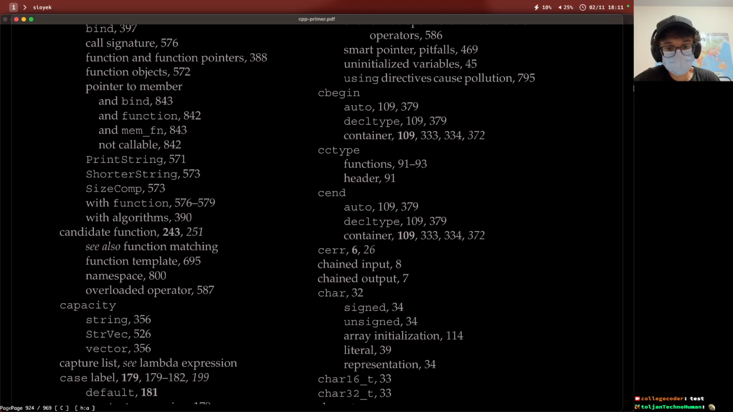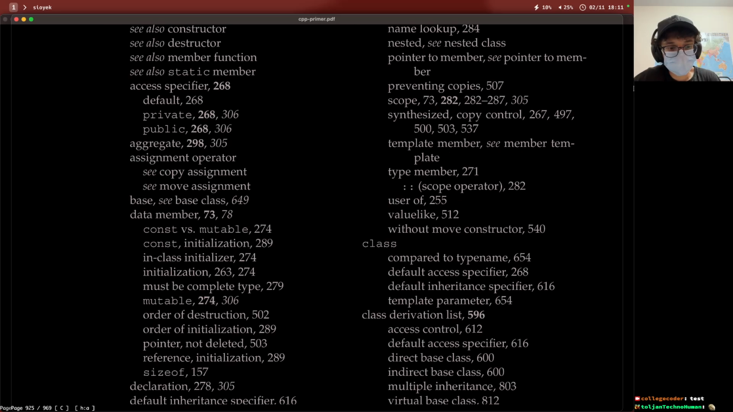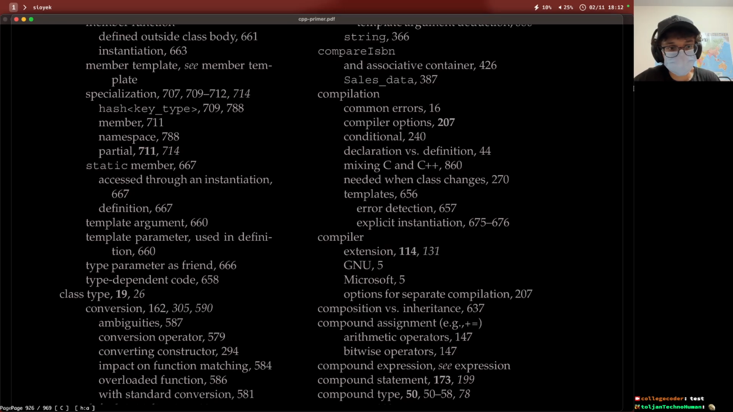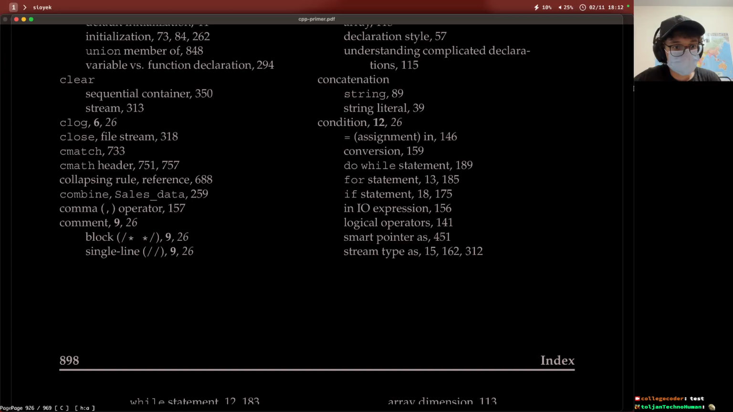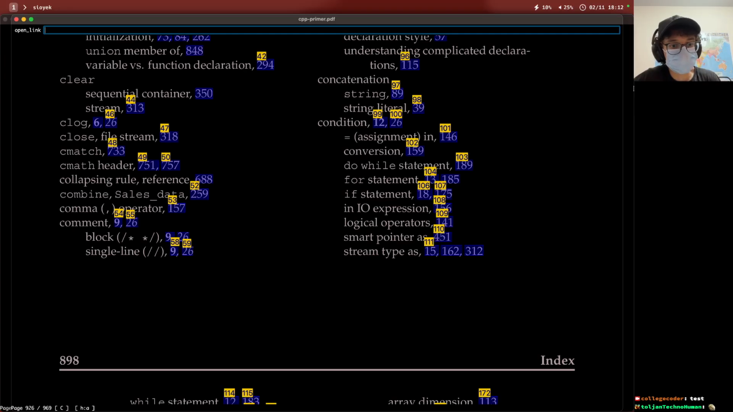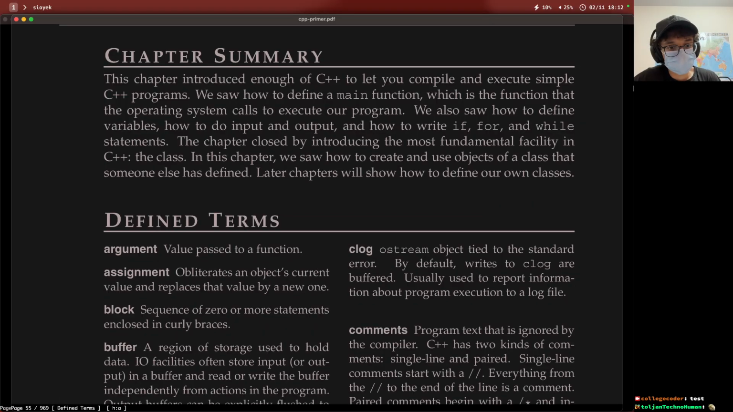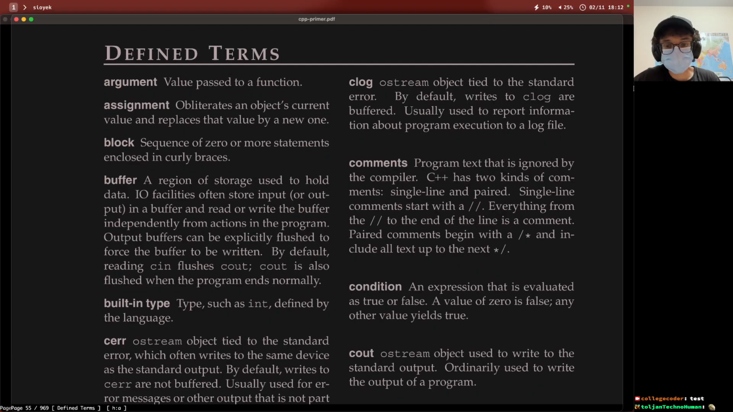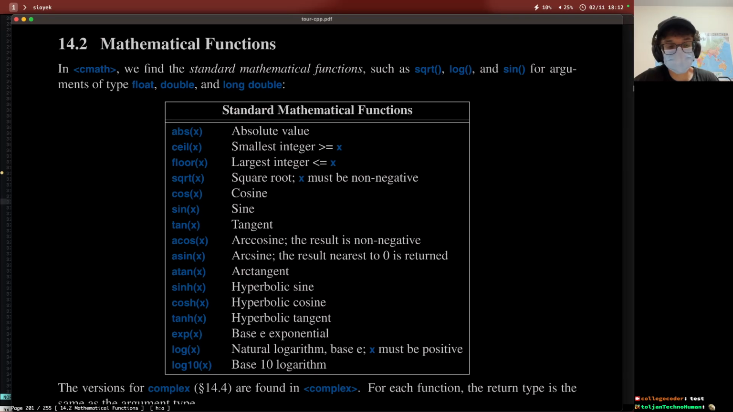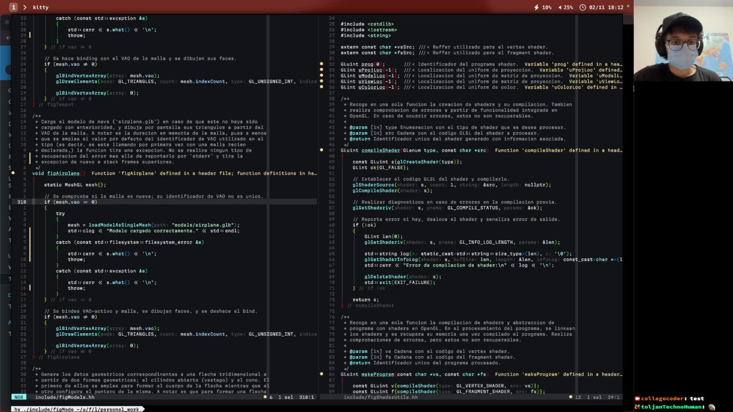So with the C, we go down to the L, and we go into CLog, where it's apparently only treated on 2 pages, page 6 and page 46. OStream object tied to the standard error. By default, watch CLog are buffered, usually used to report information about program execution. So indeed, it's specified, give it the end line, so it inputs the new line and flushes the buffer.